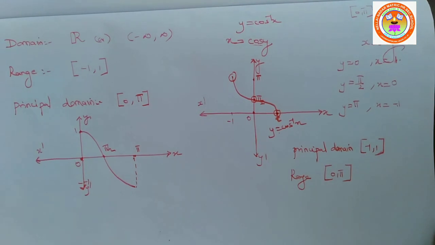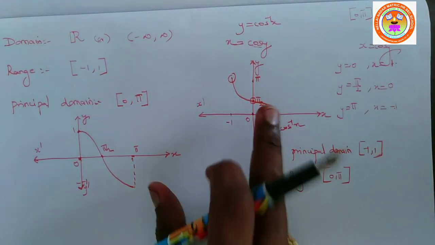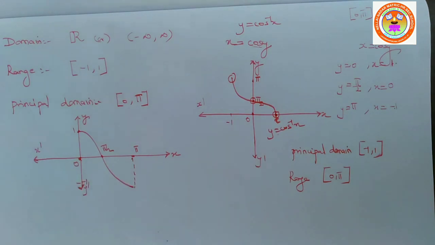So using this we can draw the diagram. Using these points you can draw the diagram of cos inverse of x and cos x also. So we have finished the diagram for cos x and cos inverse of x. Next we will see the properties. The properties are a must.